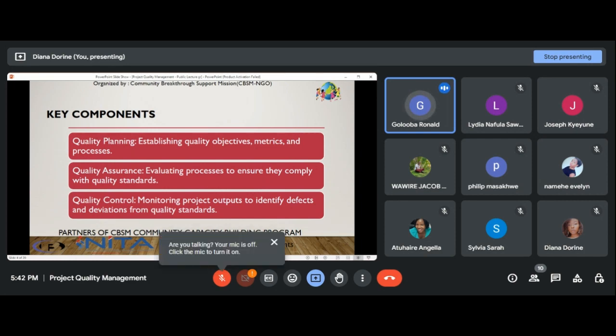So the key components in quality management: one, quality planning, establishing quality objectives, metrics, and processes, and we will be looking at that in detail. Then quality assurance as the second component, and this is evaluating processes to ensure they comply with quality standards. And then the third is quality control. And here you are monitoring project outputs to identify defects and deviations from quality standards. Next slide.